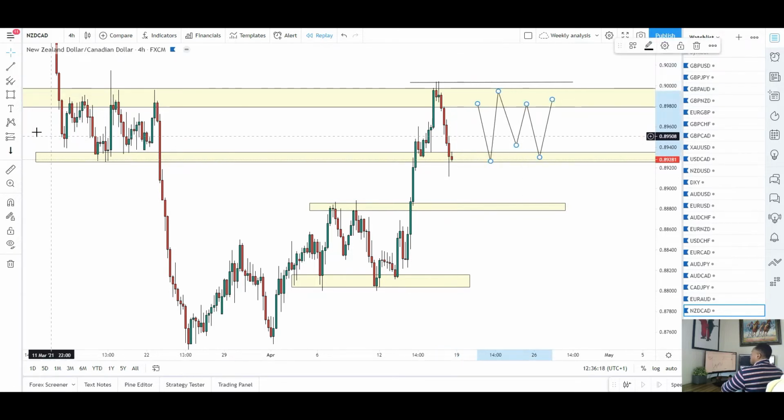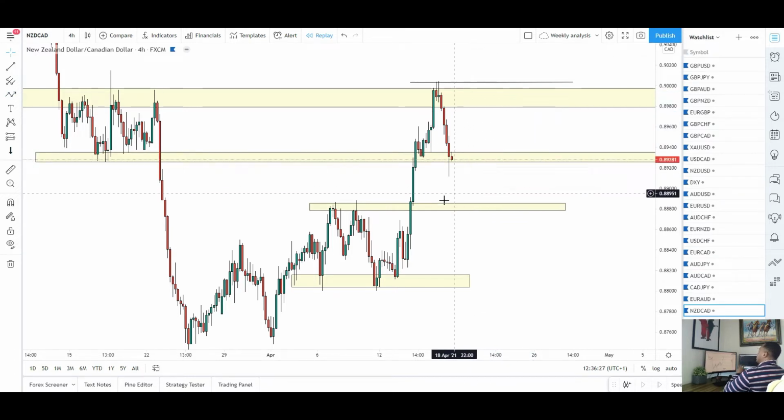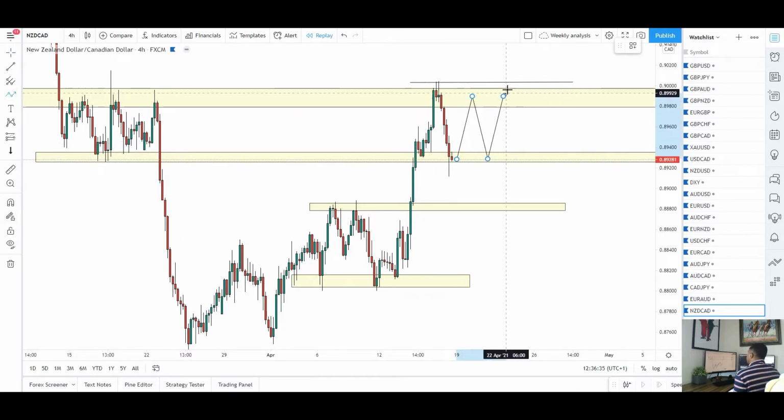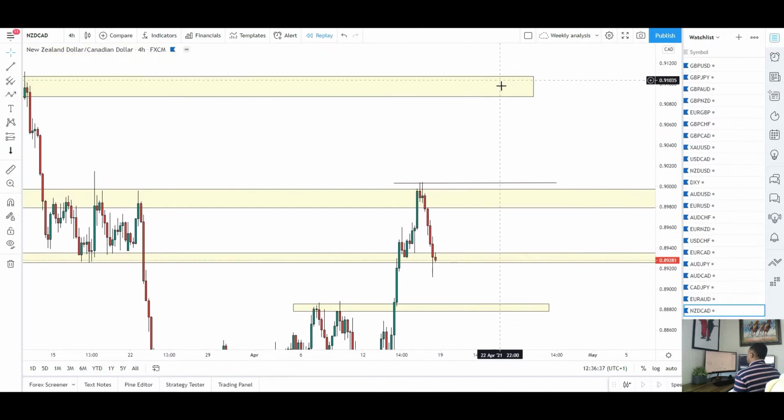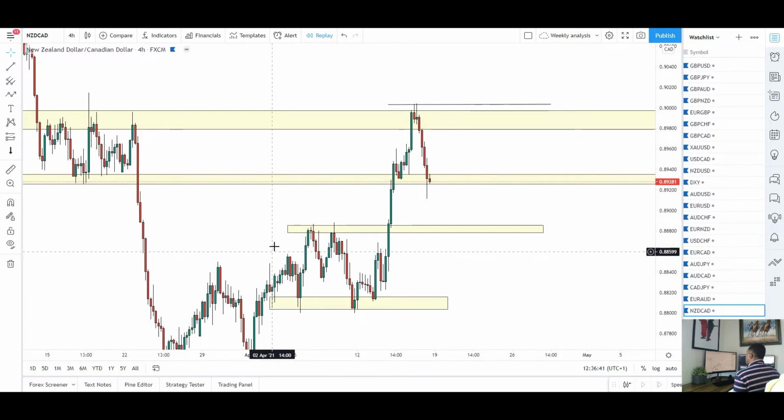So if you do clear that support, there's a good chance we'll probably come back and tap into that area again and see a move back up. So for NZD CAD, we're in an area where potentially a range could happen. So potentially could be looking to trade from support to resistance. But if you do get a breakout to the upside, you know we are favoring a move back up to 0.91, and a break of that support will probably favor a move to the downside back into 0.888.